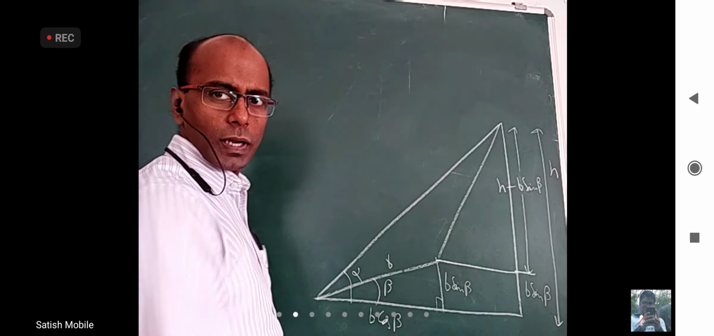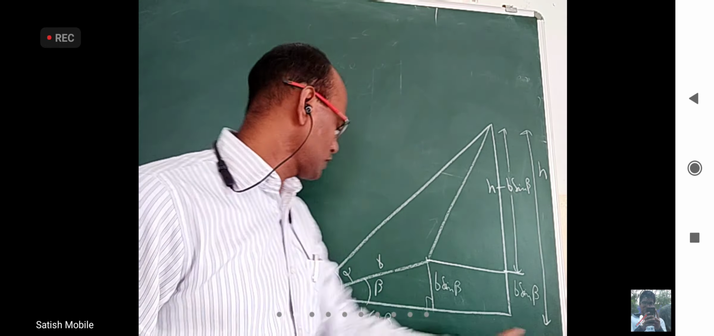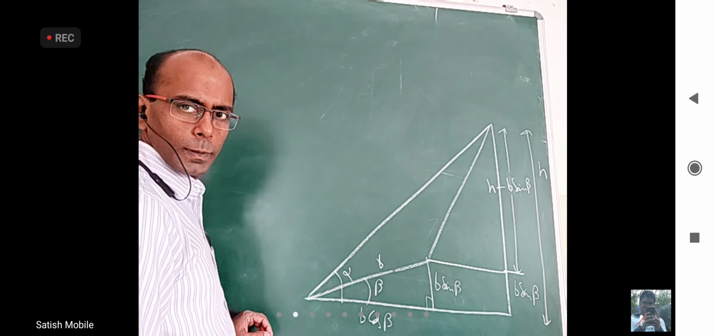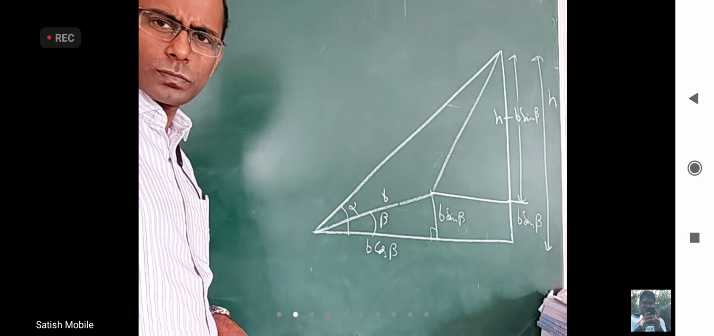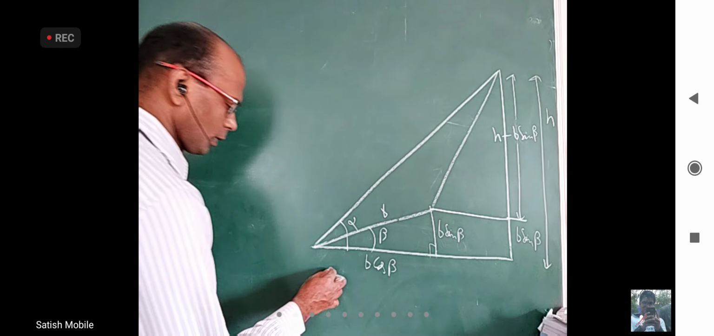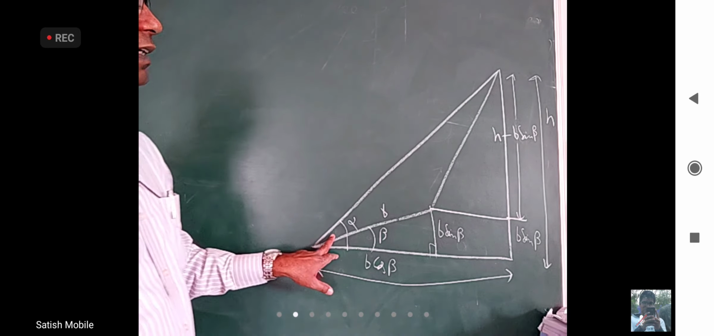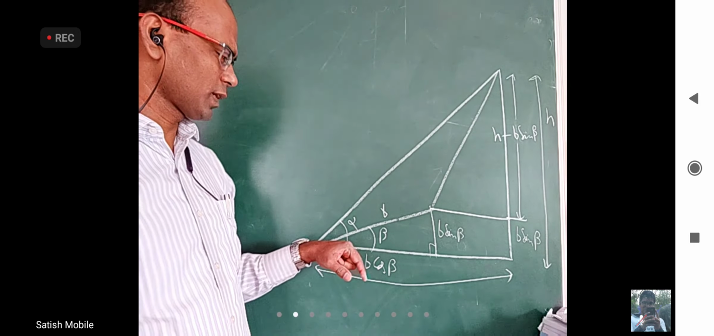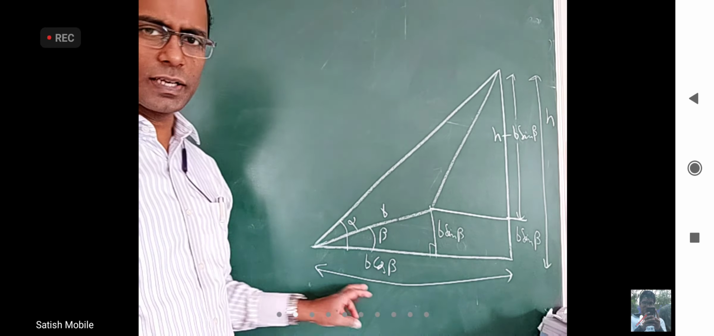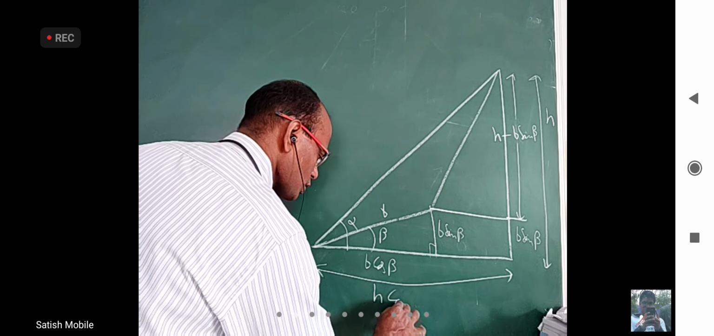If the total height is H, if this total height is H and this is alpha, okay, this length based on this alpha, if I take tan alpha, it is H by this, H by tan alpha. I think this I can write H cot alpha. Okay, this is H cot alpha.